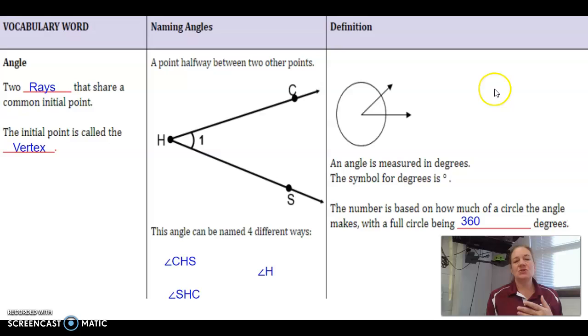An angle is a measure in degrees. So the symbol for degrees is that little circle, and you can just write that on your paper. If you're working in Google Docs, which I doubt you ever will, for math, unless we go back to COVID quarantine, God forbid, you go to insert special characters and type degree in the little box, and it'll pop up. Okay, and the number is based on how much of a circle the angle makes, the full circle being 360 degrees. So a circle is 360. Your angle measurement is just the part of the circle that you've taken up with the angle.